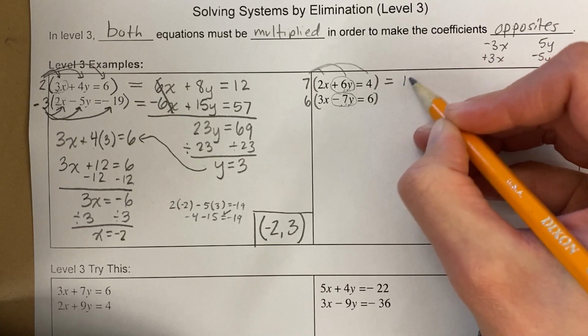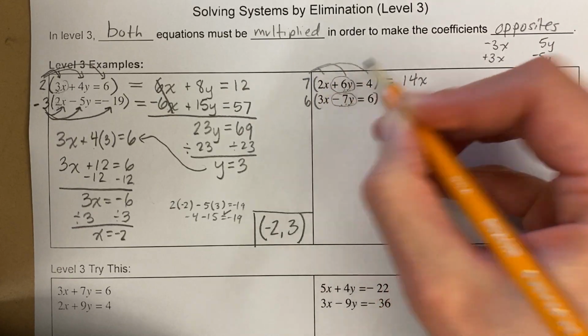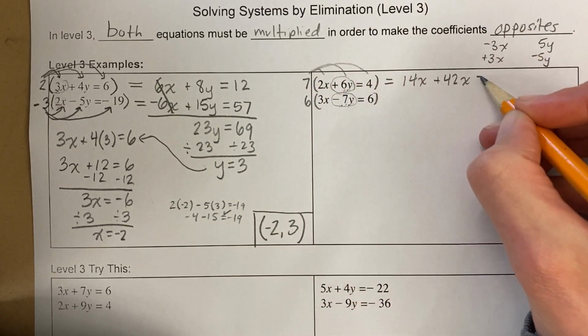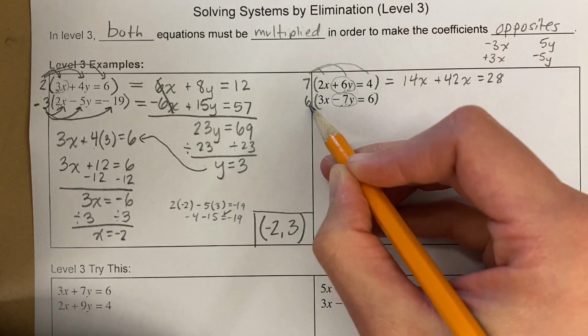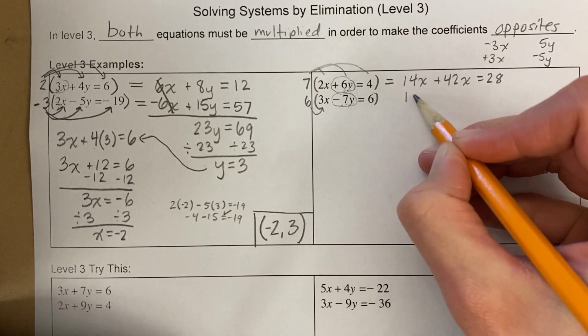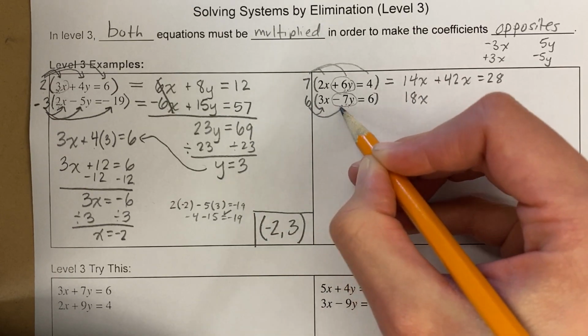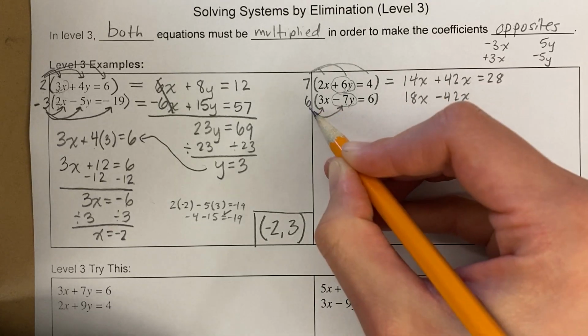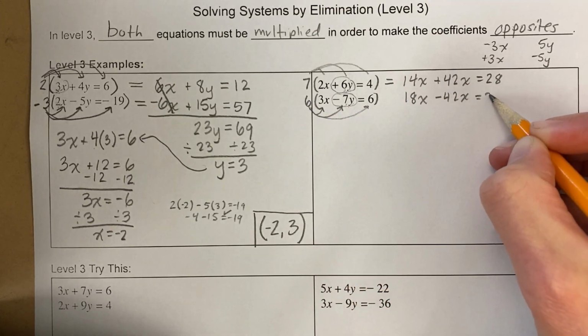7 times 2, 14x. 7 times 6, positive 42y. And 7 times 4 is 28. Now I'm multiplying by 6. 6 times 3 is 18x. 6 times negative 7 is negative 42y. And 6 times 6 is 36.